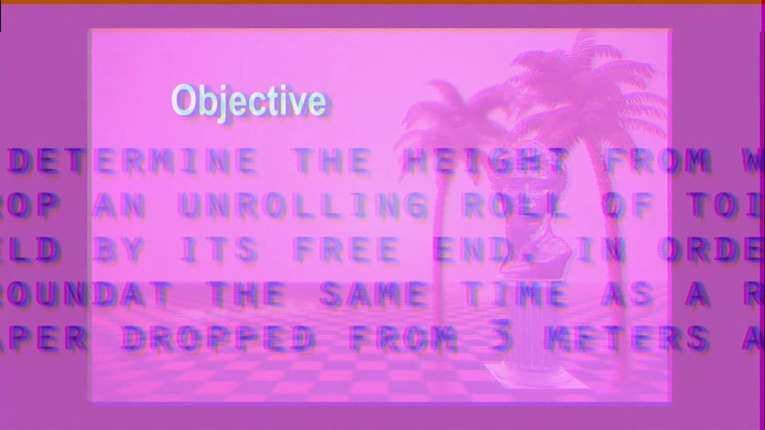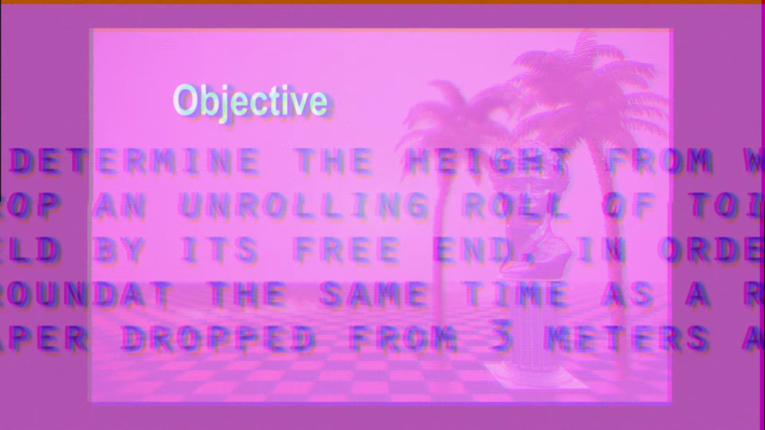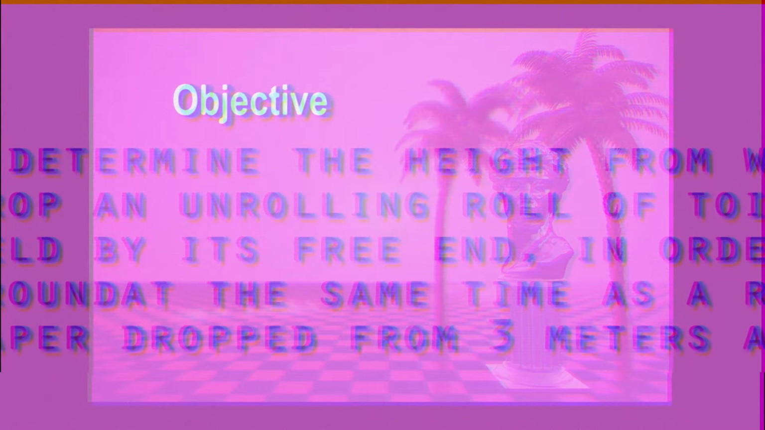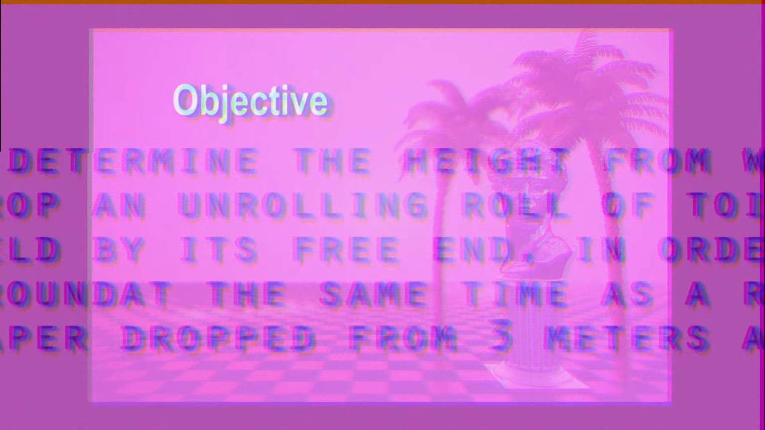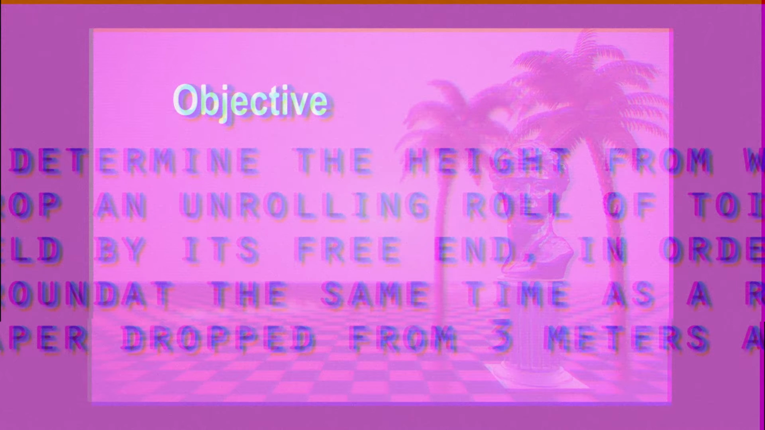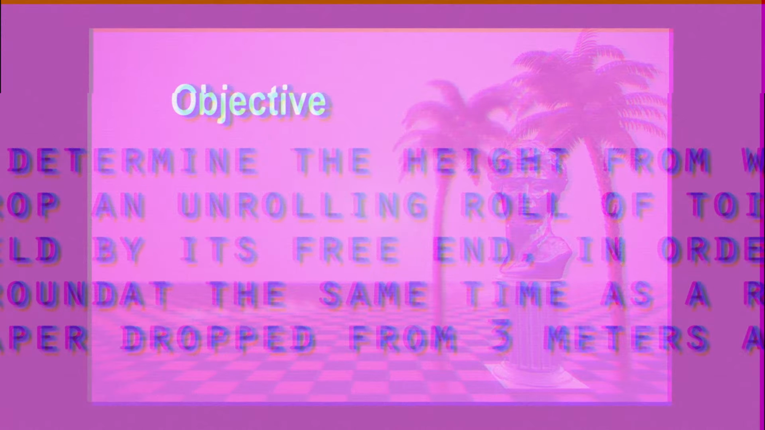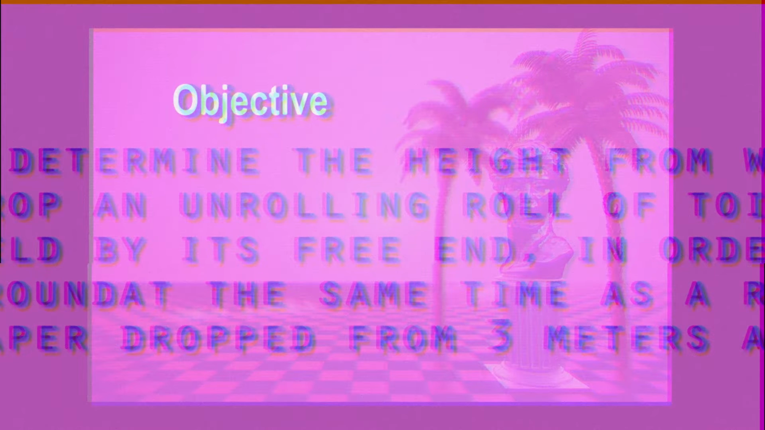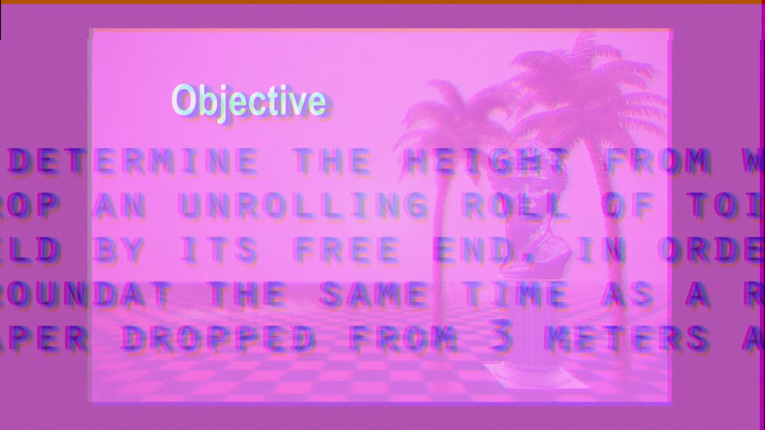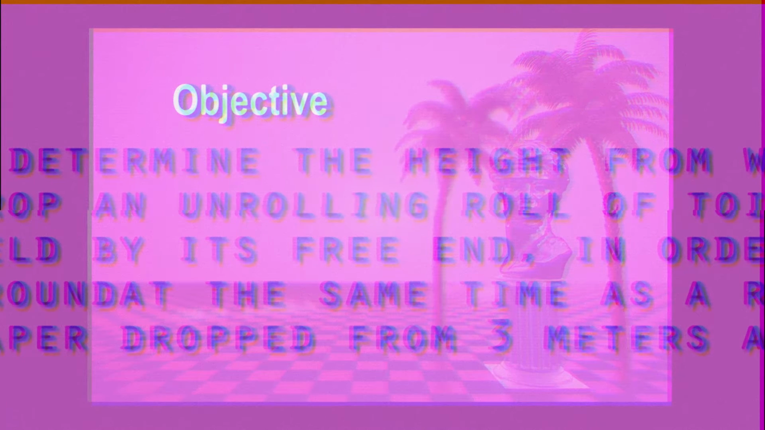The objective of this project is to determine the height from which to unroll a toilet paper roll so that it will hit the ground at the same time as a roll that is in free fall from 3 meters tall. For this experiment, we will be using energy to determine the height from which to unroll the toilet paper roll.